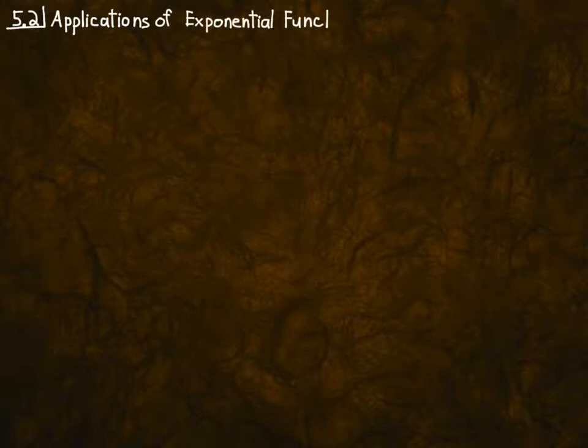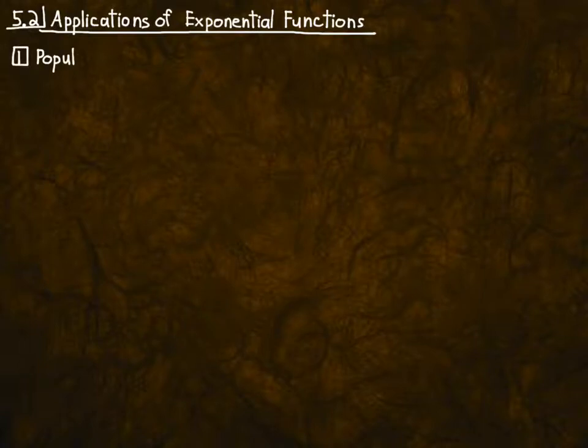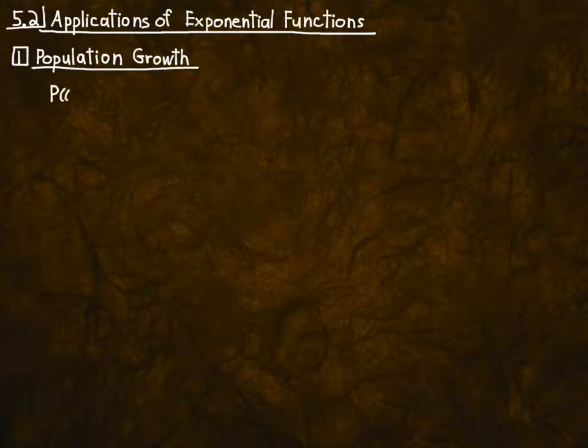Section 5.2, Applications of Exponential Functions. So first, there's a number of different applications we're going to do. The first one is population growth. P of t equals P sub 0 a to the t power with a greater than 1. This is the formula for population growth.